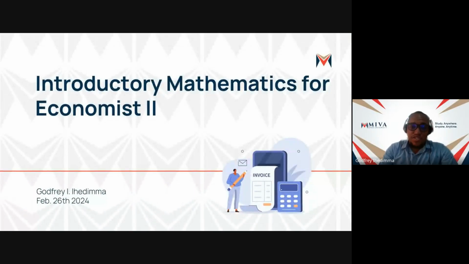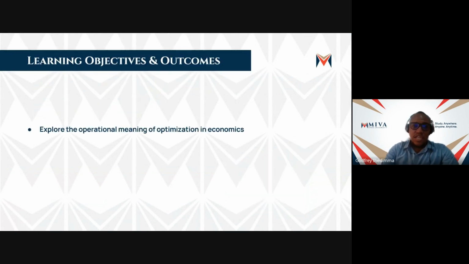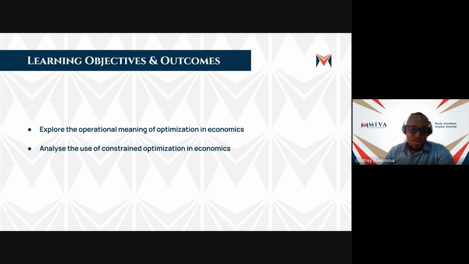The Introductory Mathematics for Economists 2. So this is the second semester course, of course. At the end of this lesson, students should be able to explore the operational meaning of optimization in economics. You should also be able to analyze the use of constrained optimization in economics. Lastly, you should be able to apply unconstrained optimization.